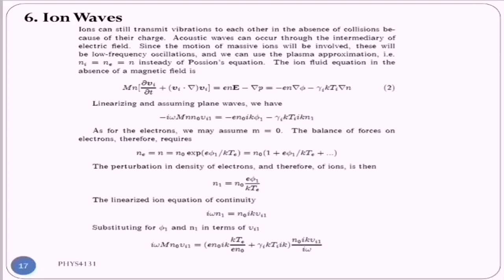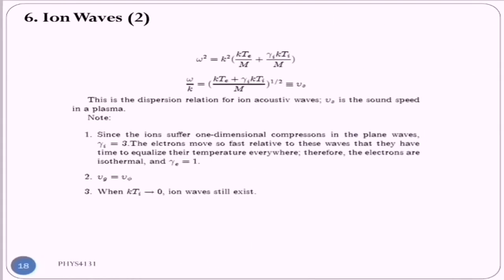We further simplify and rearrange this expression and we get omega square is equal to k square into kTe over capital M plus gamma i kTi over capital M. We get the dispersion relation for ion acoustic waves, which is given by omega over k is equal to kTe plus gamma i kTi over capital M to the power 1 over 2, which is equivalent to the sound speed in a plasma, and we represent it with Vs.